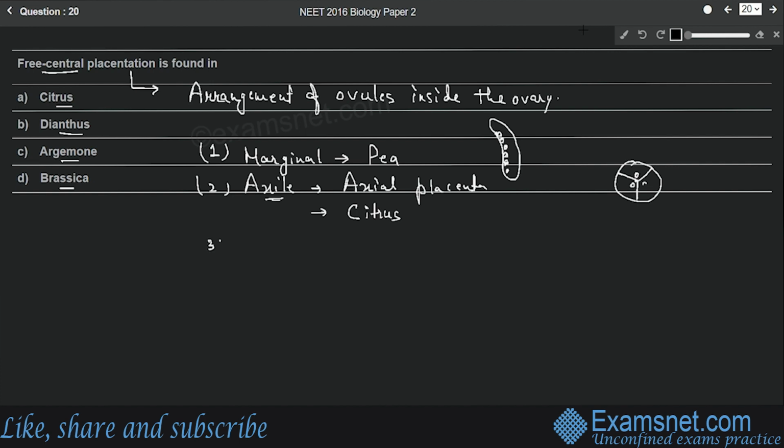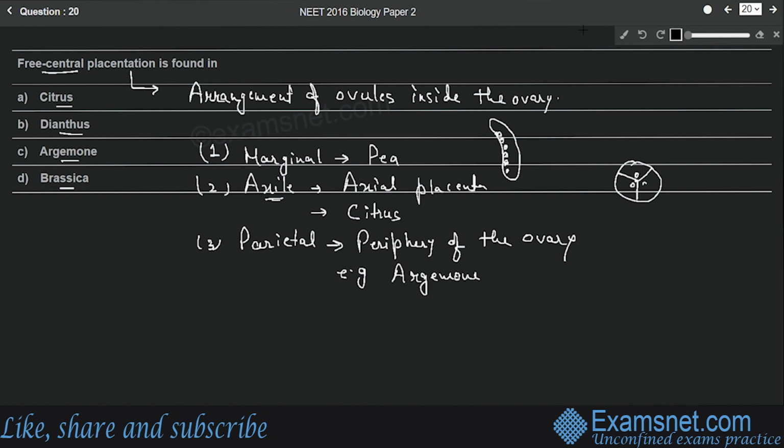Now let's move to the third type of placentation, and that is parietal. So what happens in parietal placentation? Here the inner wall of the ovary has ovules at the periphery. So ovules are on the periphery of the ovary. And the example of this kind of placentation is argemone and brassica. Both are mentioned in the options here, right?